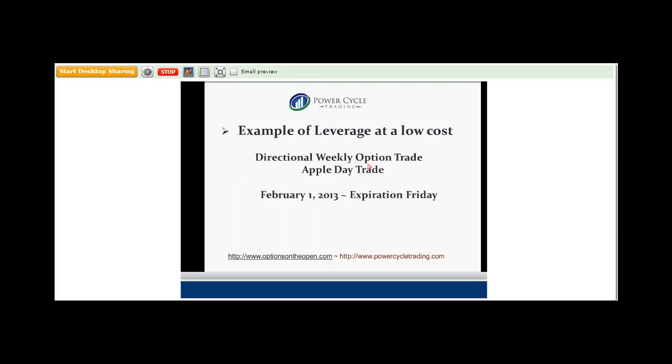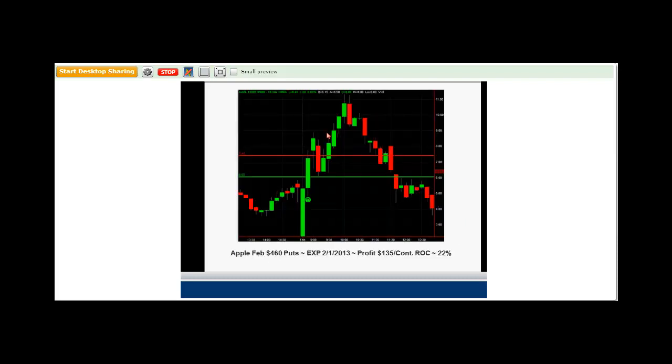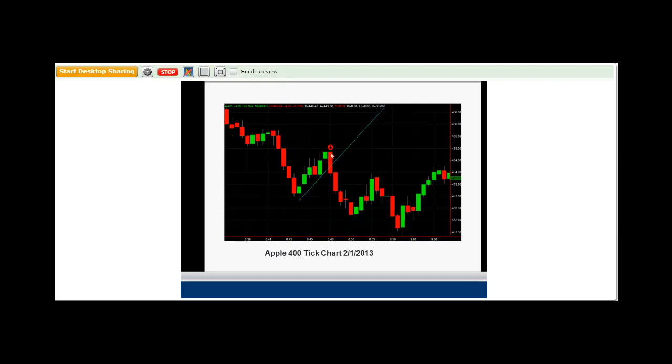Now here's an example of leverage at a low-cost trade. This is a directional trade. This was a trade I did last Friday, on the expiration Friday, and this will show you how it works. Our trading system had given me a short right here at about 8:48, 8:49, in the first 30 minutes of the day. You can see here's a trend line break. Here's your pivot low, trend line. It broke here and price moves down pretty hard.